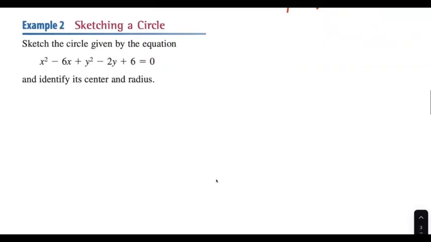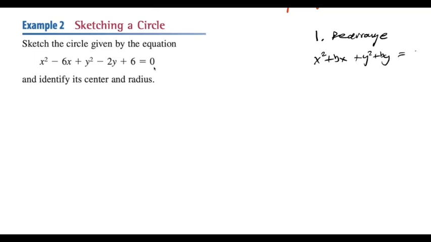Okay, let's talk about how to sketch a circle. But first, we have to identify its center and its radius. So this is kind of a hodgepodge thing. How do we identify the center and radius? First, we're going to rearrange. We want to have all the x's together and all the y's together, and we want the constant on the other side. In this case, the x's are already together, and so are the y's, but we want that 6 moved over. Subtract 6 from both sides. We're going to have this. I'm going to give myself a little space, and you'll see why in a second.